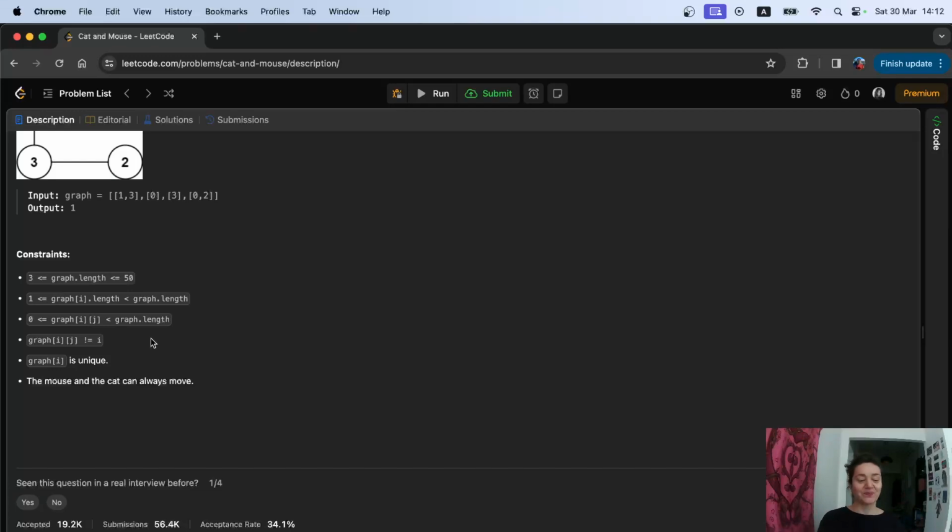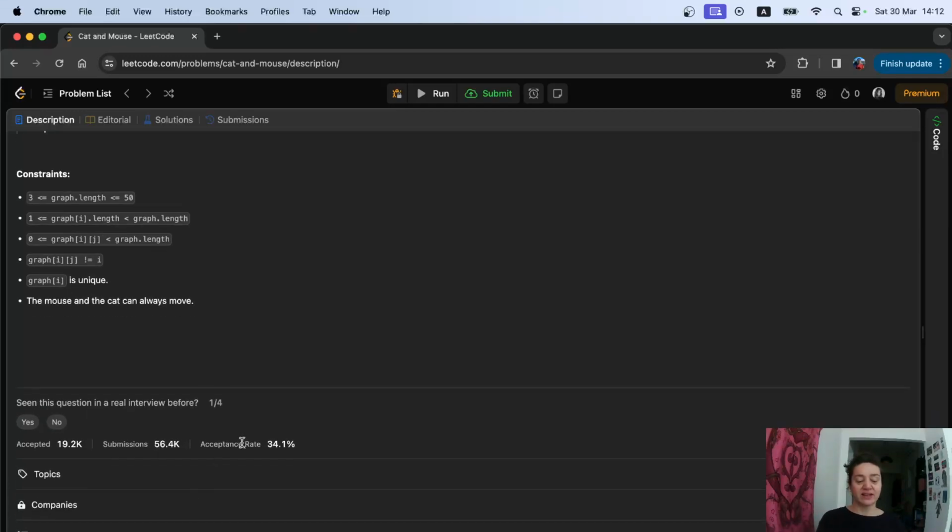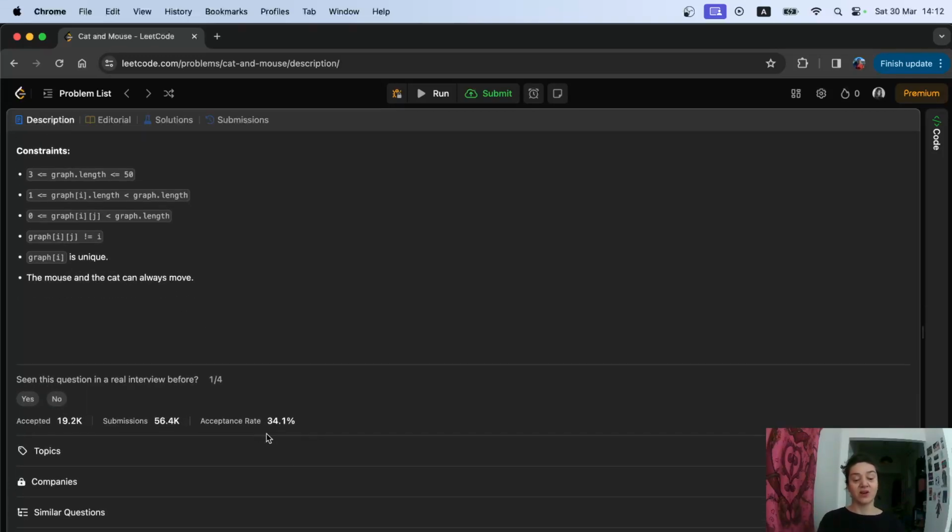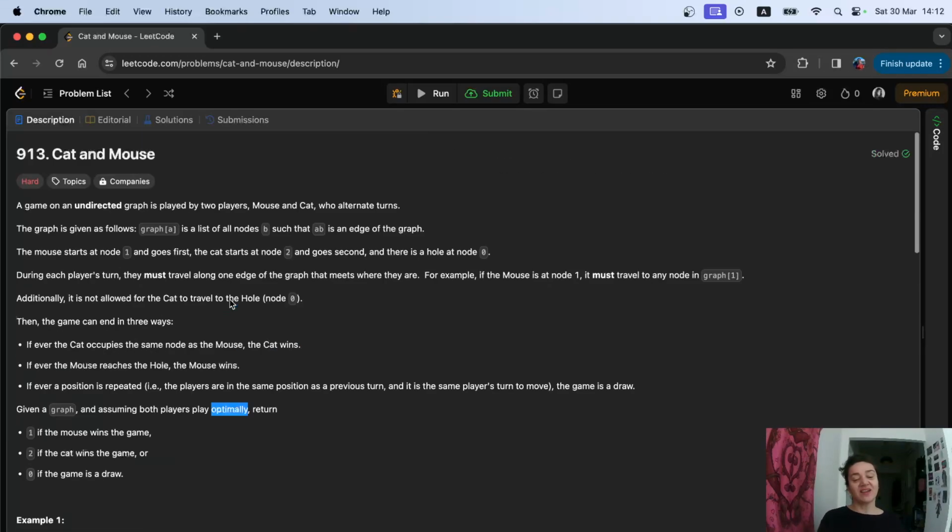Read it through. Okay, so we see that the acceptance rate is not that low. It's low, but not that low. However, not too many submissions. Okay, let's turn this into extremely easy, and we'll start with the paper, then we'll move on to the code.